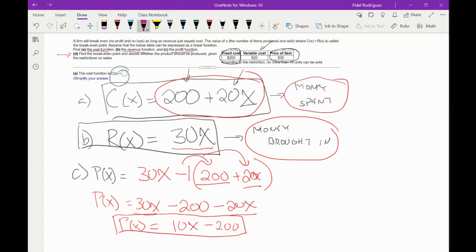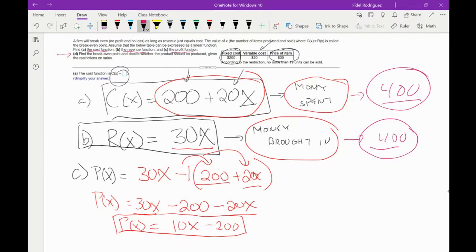The break-even point means, suppose I make this up, how much money did we spend? Let's say we spent something like $400. How much money did we bring in? We brought in $400. Remember what my profit is: I take the money that I brought in and subtract the money that I spent. 400 minus 400, we broke even. We didn't make any money, and we didn't lose any money. So the break-even point occurs when these two numbers are the same, or when the profit happens to be 0.